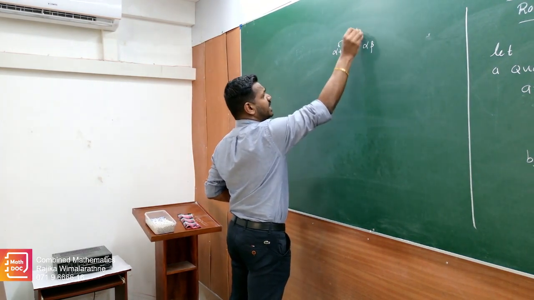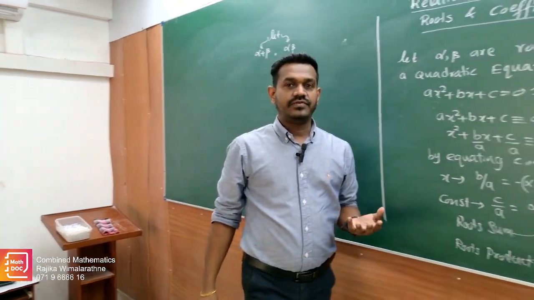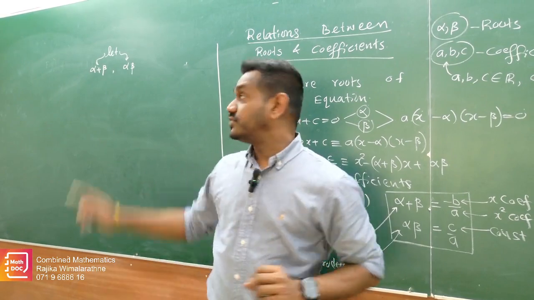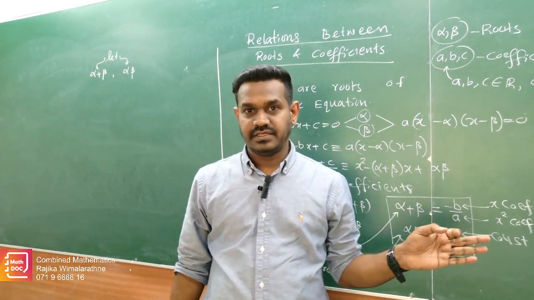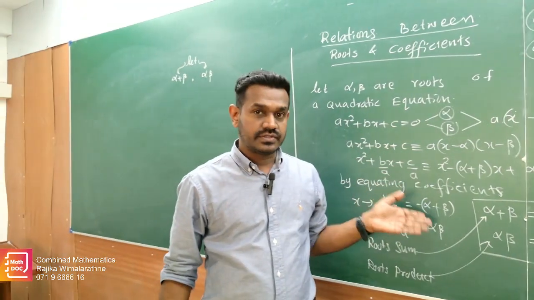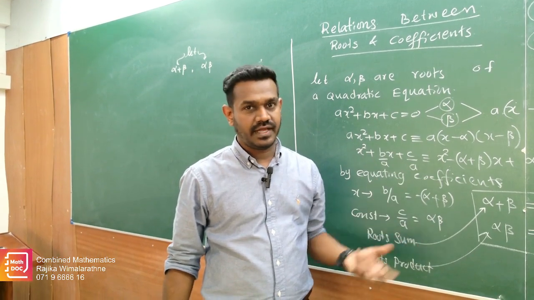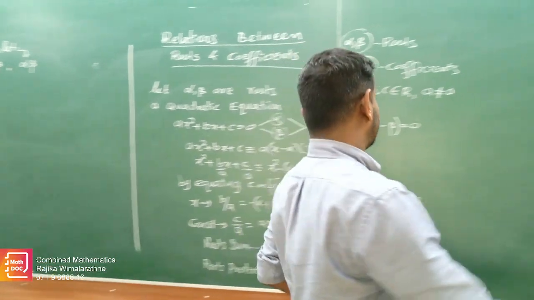Let alpha plus beta and alpha times beta. Without finding alpha and beta, we can check the sign of the roots by using the relation between roots and coefficients, without solving the equation. So here we derive the roots relation without solving the equation. But by solving the equation also we can obtain a similar relation. Okay, now let's go for that.